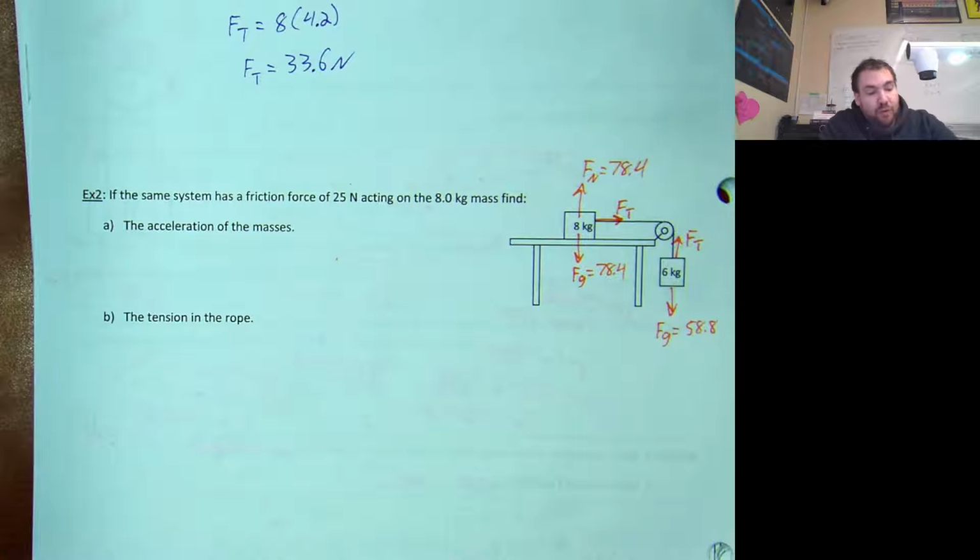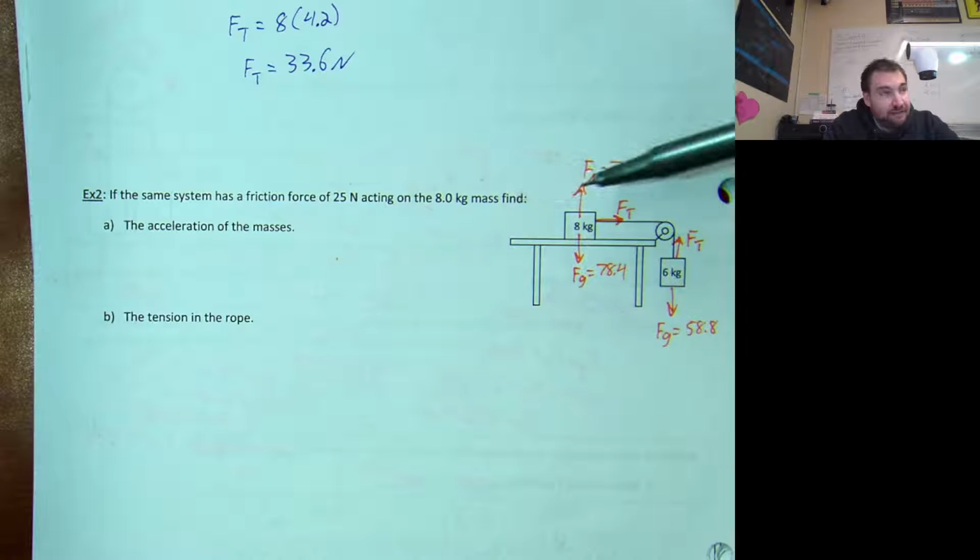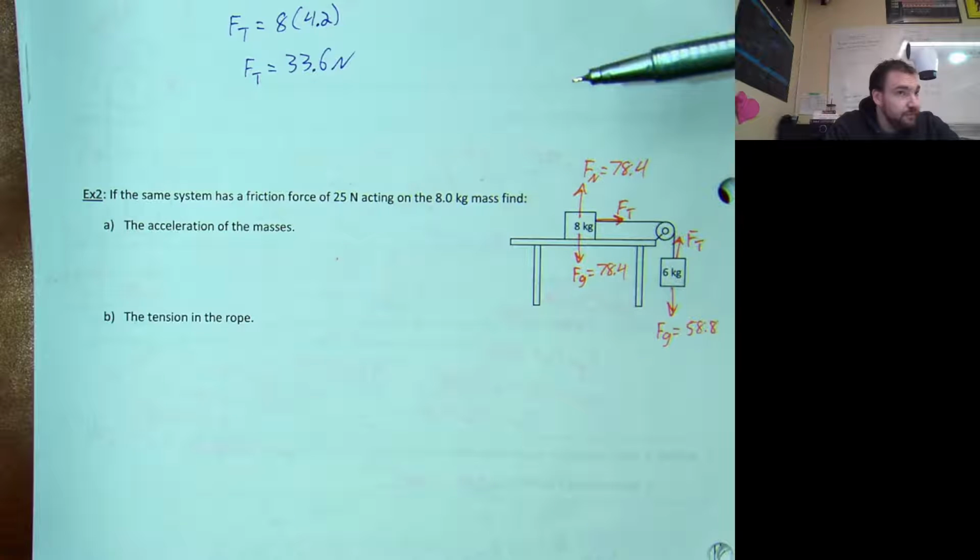And now we're told that there is a friction force of 25 newtons acting on the 8 kilogram mass. That friction force is going to be acting which way? To the left. Why to the left?